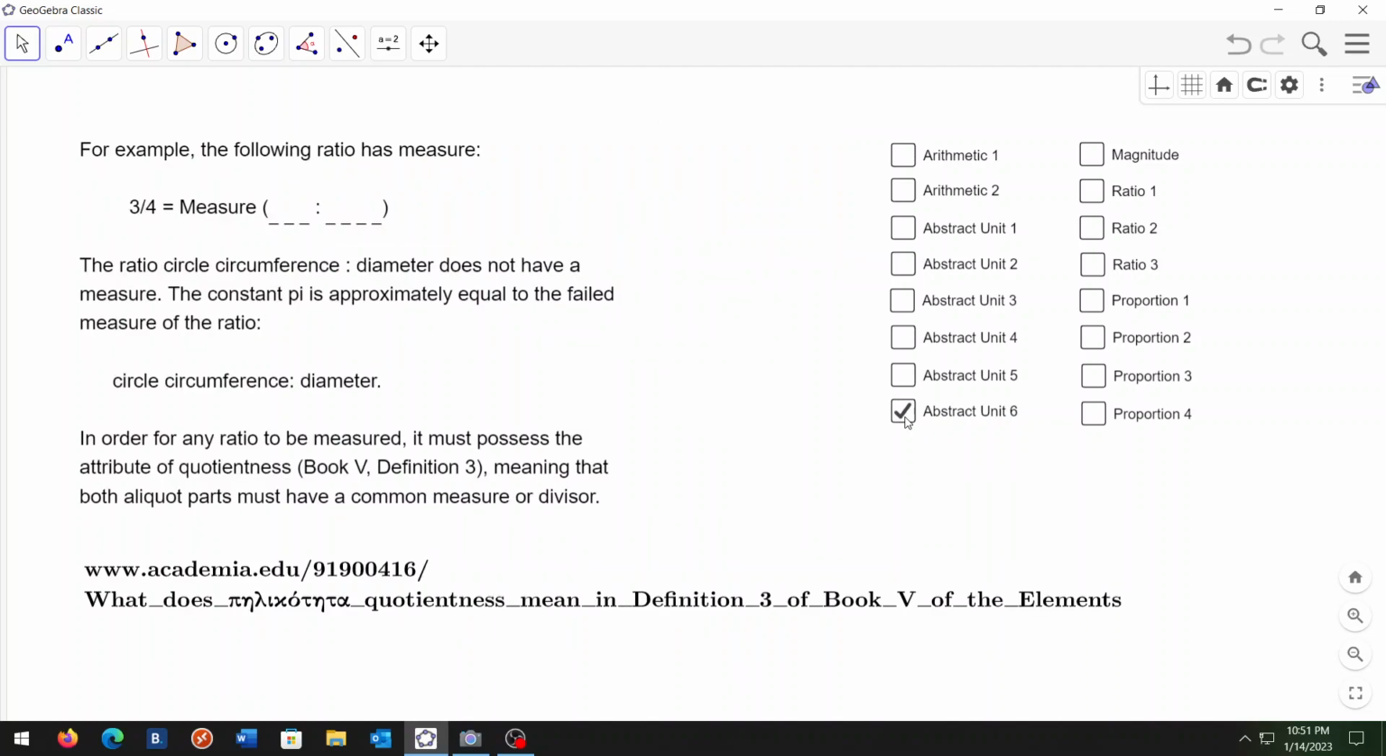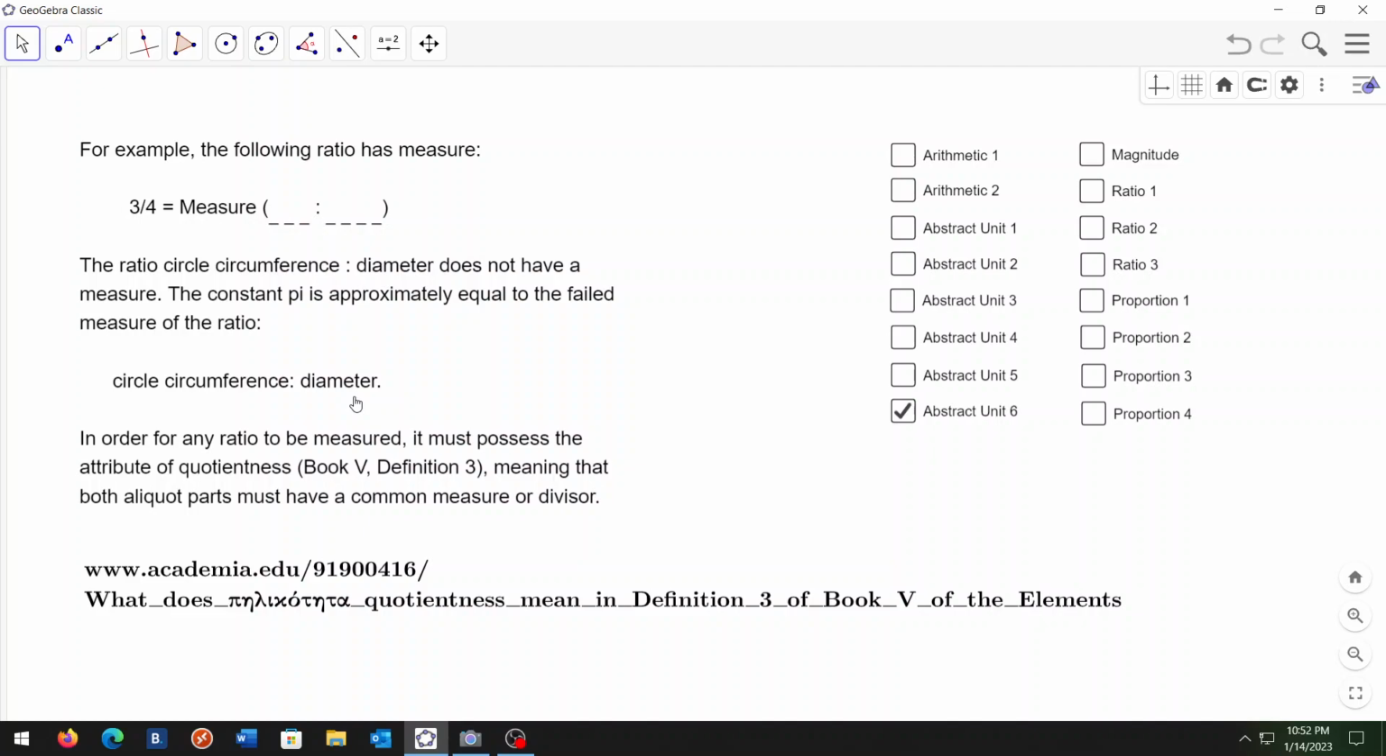For example, the following ratio has measure. You compare from 3/4, the measure here, with the comparison of these dashed lines here. Whereas the ratio, when you compare the circle circumference to the diameter, does not have a measure. The constant pi is approximately equal to the failed measure of the ratio of the circle circumference in comparison to the diameter.